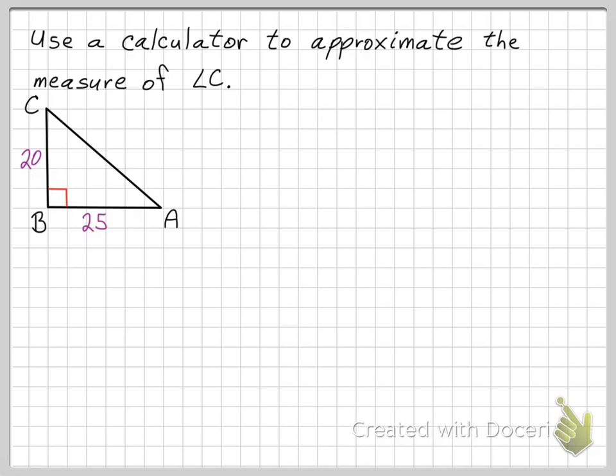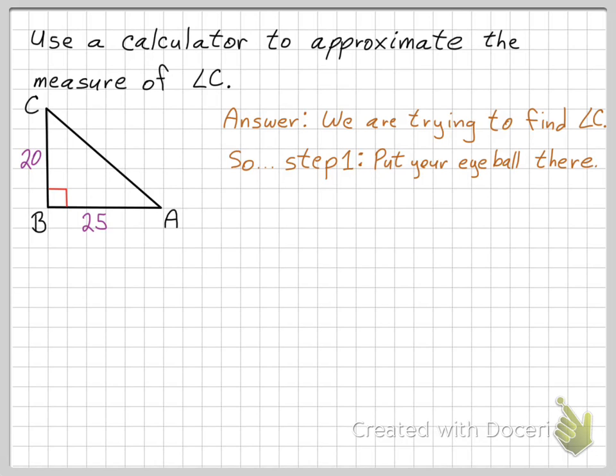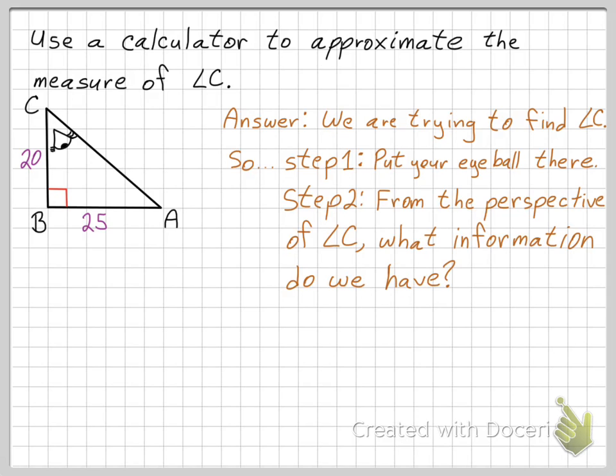So this problem should help us understand inverse trigonometric ratios and how we can use them to find missing angles. Okay, so use a calculator to approximate the measure of angle C. Okay, so we want to find out what angle C is. Alright, so here's how we go about doing it. We're trying to find angle C, so step one would be to put your eyeball there. Okay, so there's my eyeball. And from the perspective of my eyeball, from glancing over there, what information do we have?